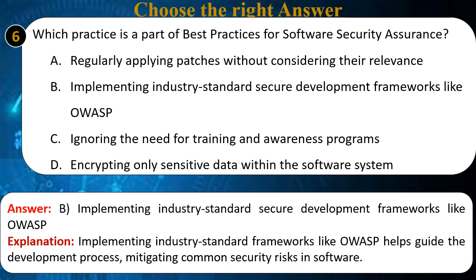C. Ignoring the need for training and awareness programs. Security awareness and training for developers and users are crucial aspects of SSA, but a single best practice should focus on specific technical measures. D. Encrypting only sensitive data within the software system. Encryption is a valuable security control, but focusing solely on sensitive data neglects broader system security considerations.